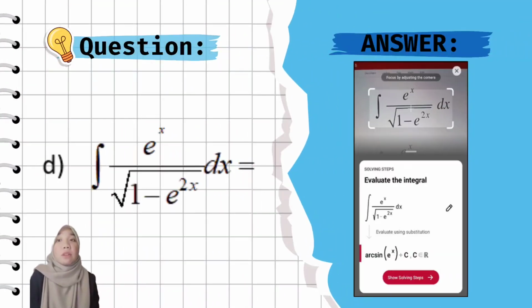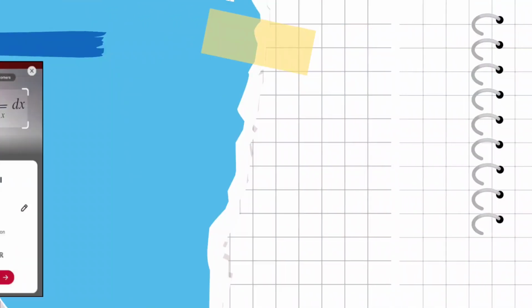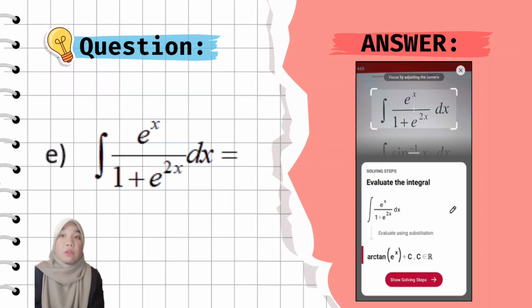For question 4, we use Photomath to solve it, and we just need to scan the problem. The question was about the integral of e to the power x divided by the square root of 1 minus e to the power 2x with respect to x, and the answer is arcsine of e to the power x plus c.